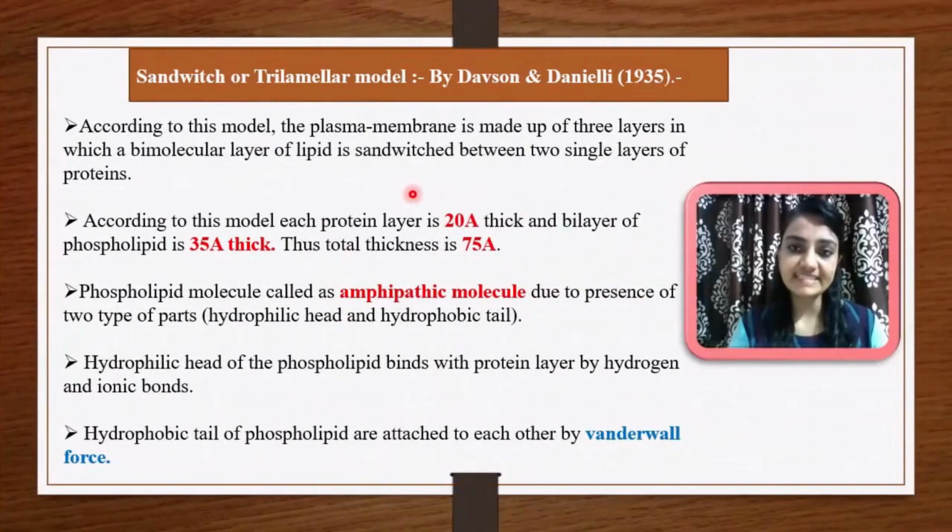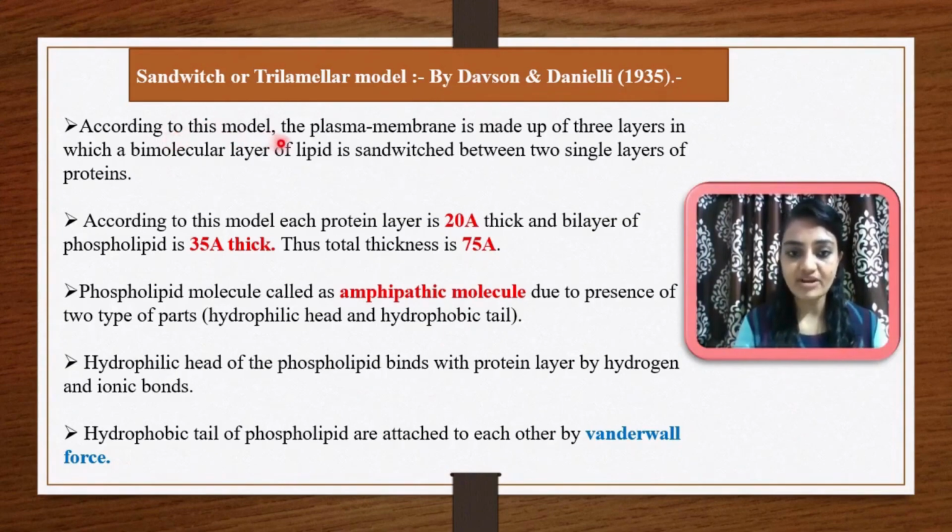After the discovery of the cell membrane, a number of scientists gave some models to explain the structure of the cell membrane. So now we will discuss which model was given by which scientist and whether it is accepted or rejected. First, let me discuss the sandwich model, also called the trilamellar model, which was given by Dawson and Danielli in 1935. According to this model, what did they explain?